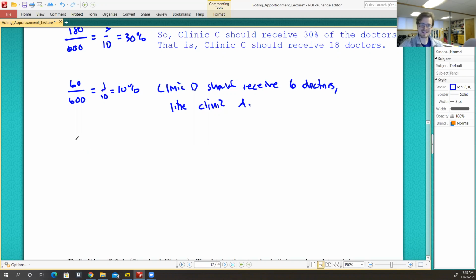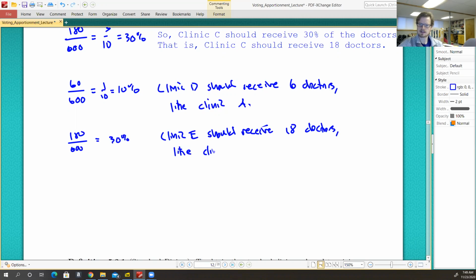And then for Clinic E, they see 180 patients as well. So 180 out of the 600, we already found that to be 30%. So Clinic E should receive 18 doctors, like Clinic C.